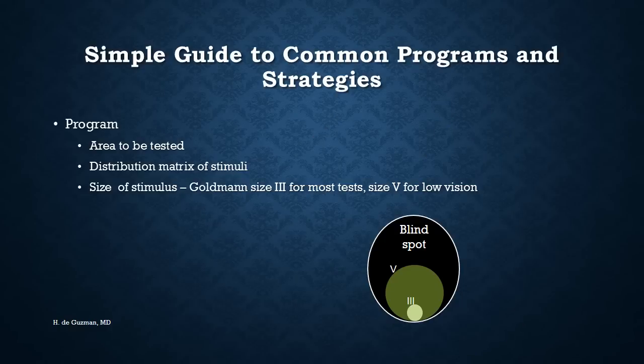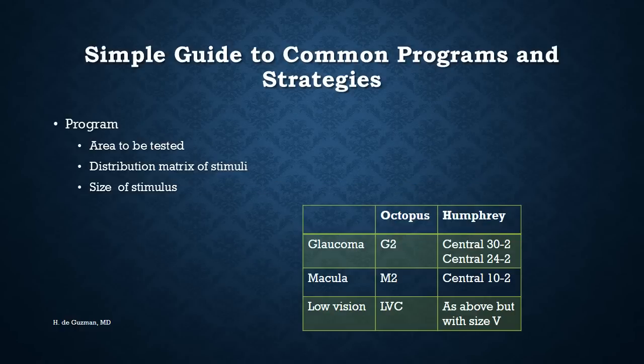The size of the stimulus is usually Goldmann size 3, and for low vision tests we use the Goldmann size 5. These are the sizes of the two different Goldmann stimuli in relation to the blind spot. These are the names of the most commonly used programs of the Humphrey and Octopus machines for different conditions.